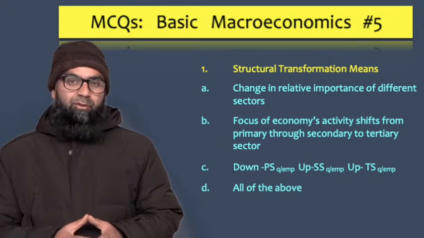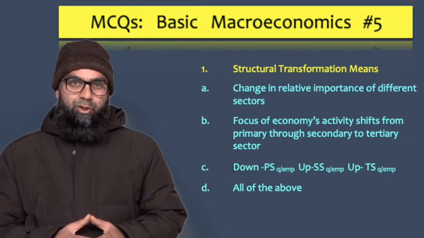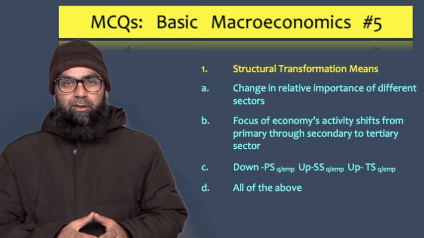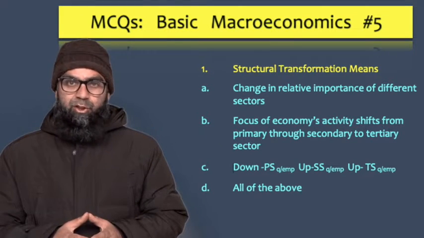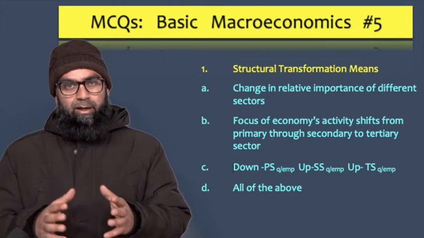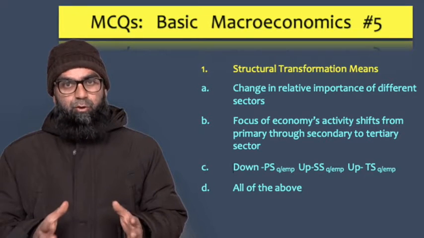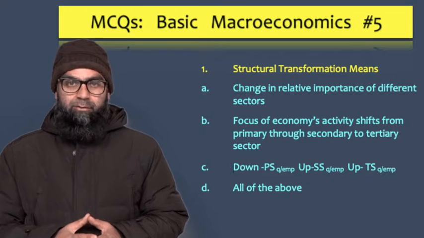The C option is that primary sector output and employment contribution as a proportion, as a percentage, goes down. Secondary sector output and employment contribution as a percentage goes up, and tertiary sector output and employment contribution goes up. So whether we should call this structural transformation. And the last option is all of the above.